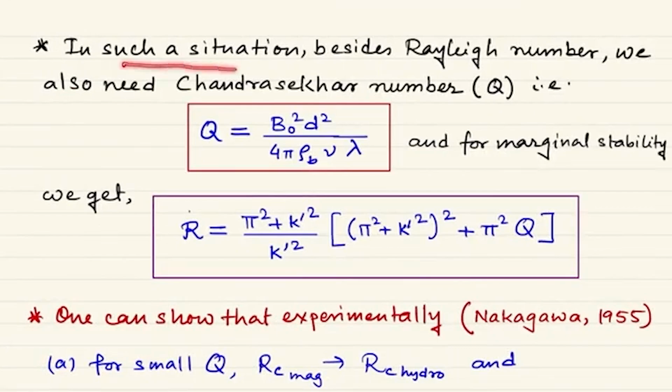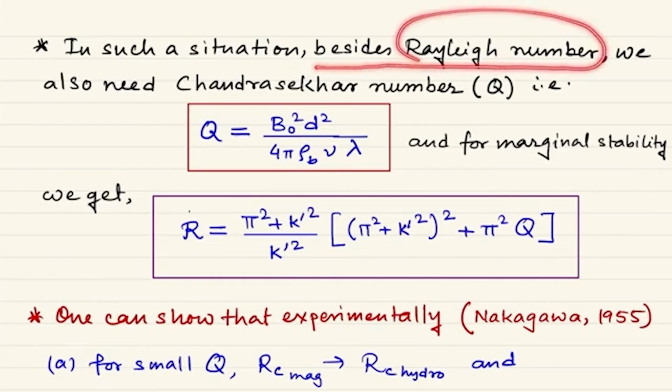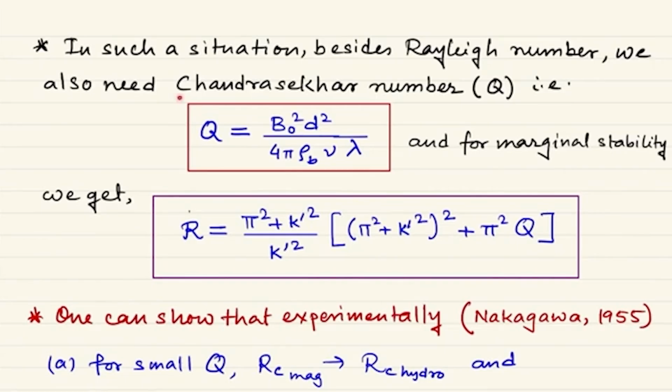So in such a situation, now in the Rayleigh-Bénard convection of an MHD fluid, which we now call magnetoconvection, we have two dimensionless numbers which are of prime importance. One is of course the Rayleigh number, which mainly talks about the importance of the temperature gradient, and we also have another number, which is the Chandrasekhar number. This number represents the importance of the external background magnetic field.